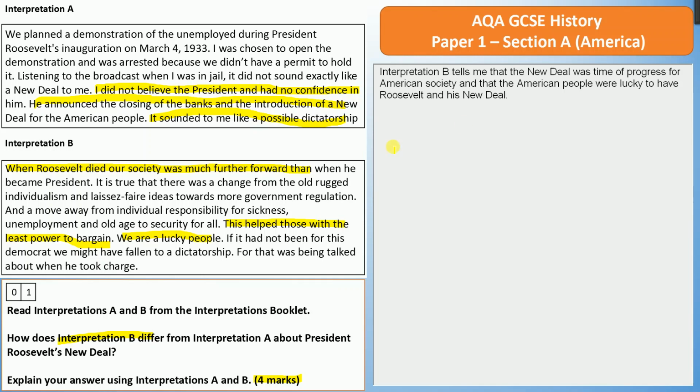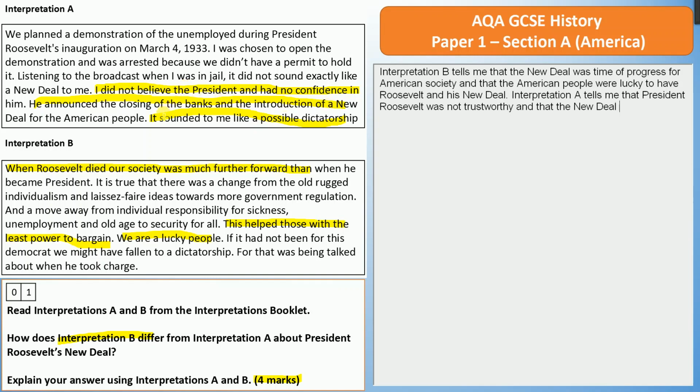I'm now going to do exactly the same for interpretation A, sorry, so the first interpretation. So I'm going to use the same phrase. Interpretation A tells me that, and I'm going to look here. So President Roosevelt, this person had no confidence in him. So I'm going to say A tells me that President Roosevelt was not trustworthy and that the New Deal, and it says here, sounded to me like a possible dictatorship. So I'm going to use that phrase. The New Deal sounded like a dictatorship.